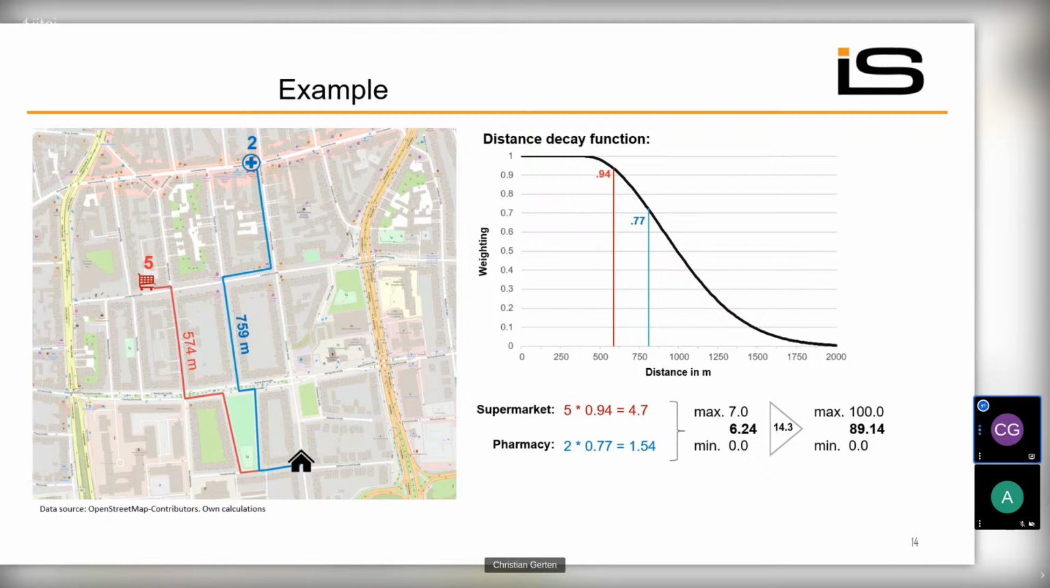So in this case, we multiply with a correction factor of 14.3. So the maximum value would be 100, and in our easy or simplified case, it would be 89.1, the total result.